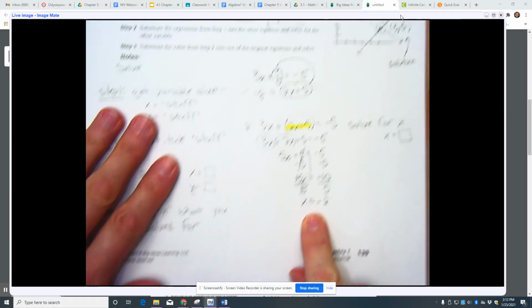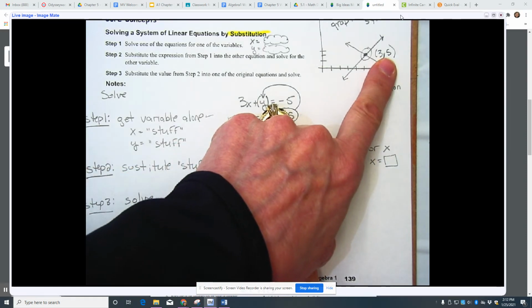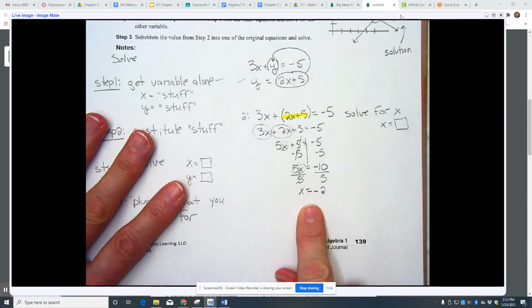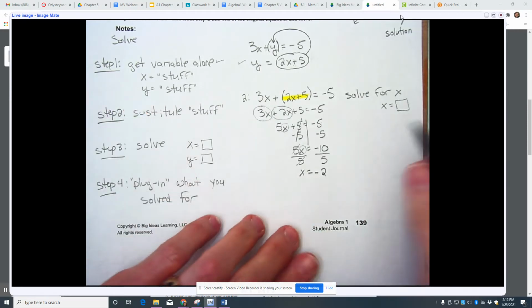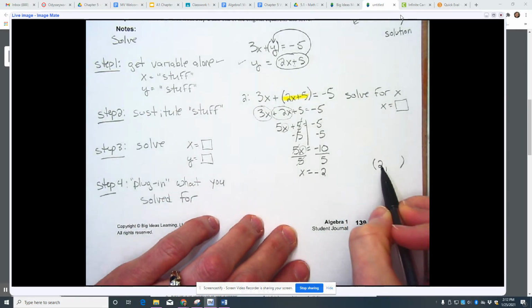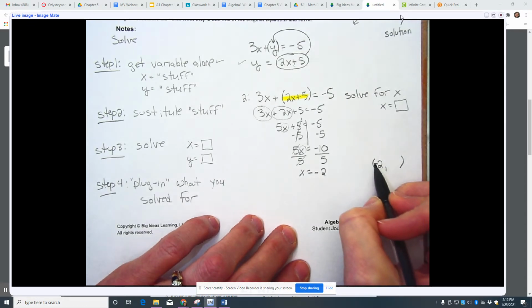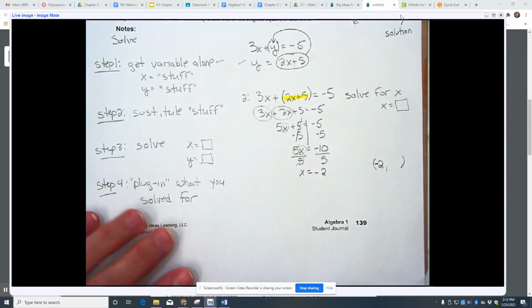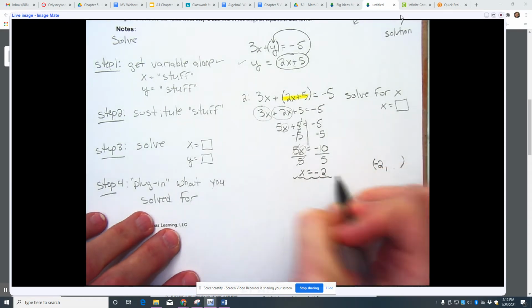Remember, our solution is a coordinate point. I just found the x value. So I'm going to go over here and say, hey, I'm halfway done with my answer. It's going to be negative 2, comma something. So this is half of my answer.